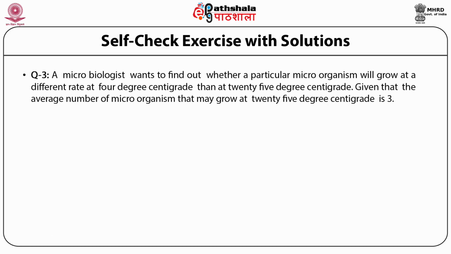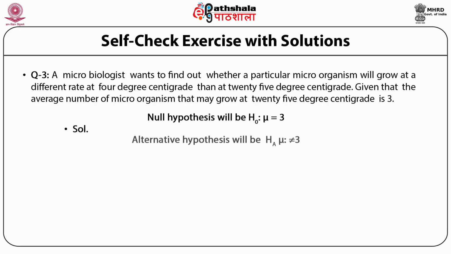A microbiologist wants to find out whether a particular microorganism will grow at a different rate at 4 degrees centigrade than at 25 degrees centigrade, given that the average number of microorganisms that may grow at 25 degrees centigrade is 3. So I hope by this time you would be able to make this null hypothesis, which will read as H naught: mu is equal to 3, and your alternative hypothesis will read mu not equal to 3. Let us take another example.